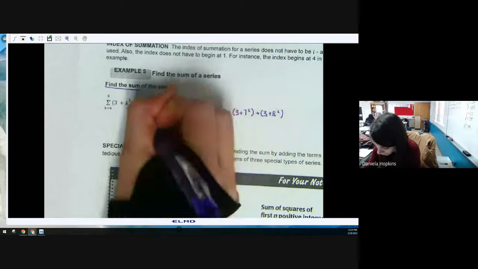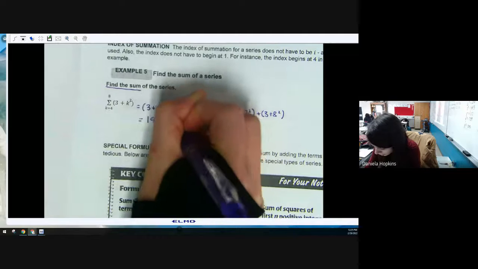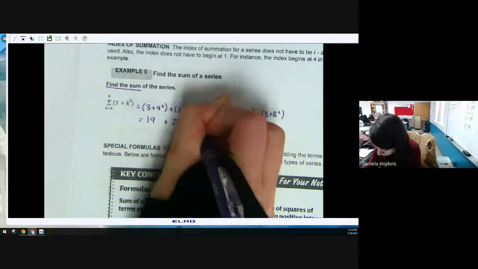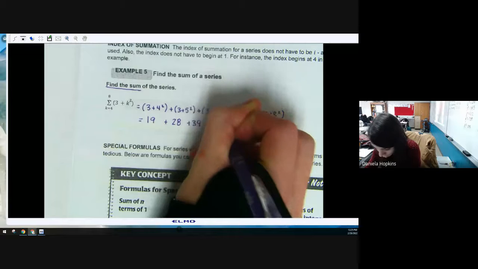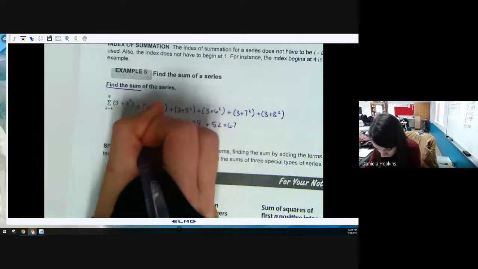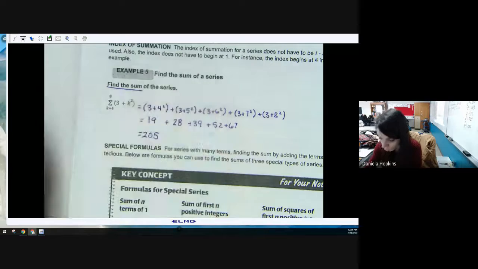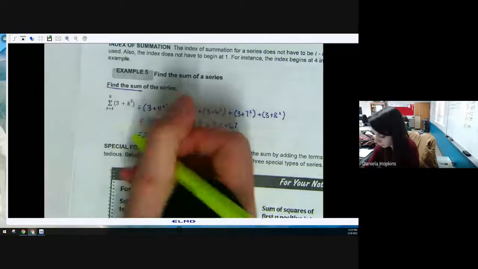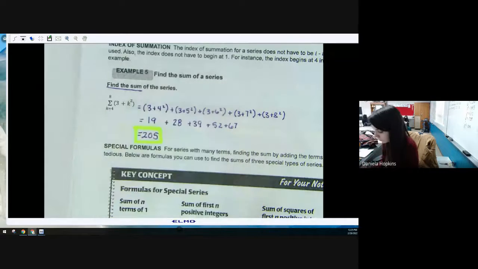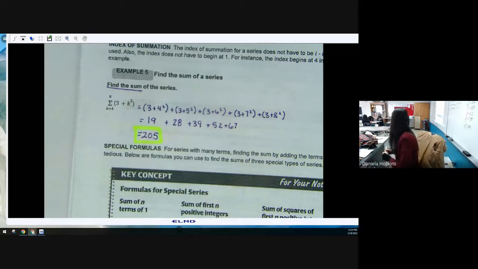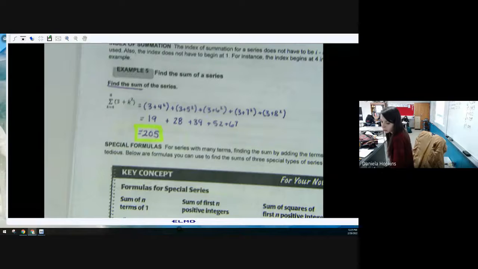So this is going to be 19 plus 28 plus 39 plus 52 plus 67, which turns out to be 205. Okay, so you can see how tedious this would be, but are there any questions about how I substituted stuff in? Not terrible. Could be tedious if I gave you like 420. I think you would all want to revolt.